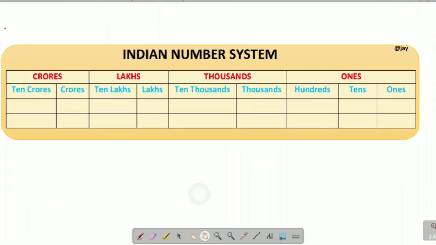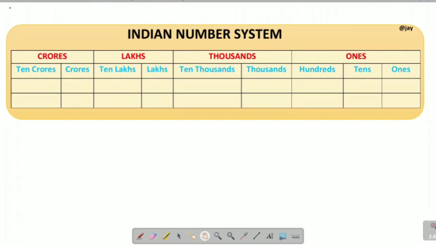So let me bring it down. Okay, let me write another number. 4 ones, 2 tens, 3 hundreds, 6 thousands, in ten thousands I will take 7, in lakhs I will take 8, in ten lakhs I will take 0, in crores I will take 9, and in ten crores I will take 5. So now how will we read this number?